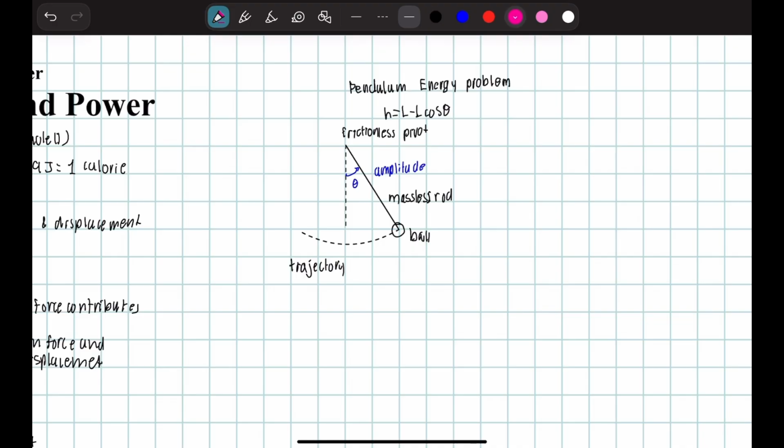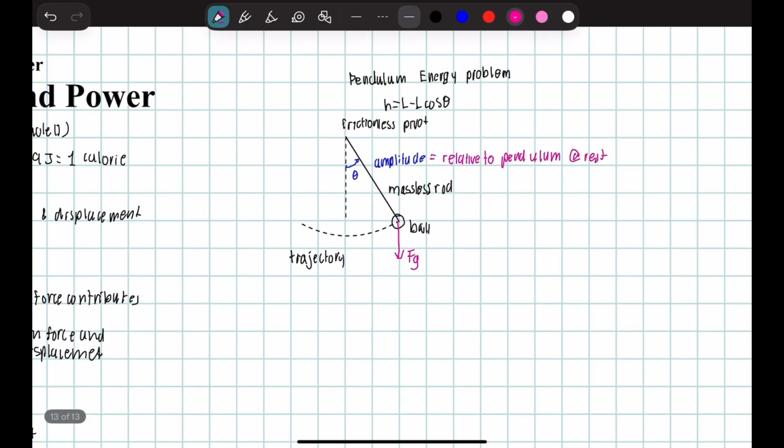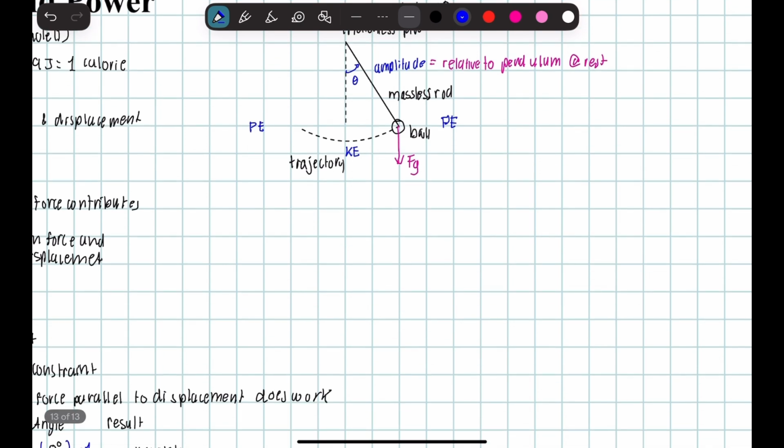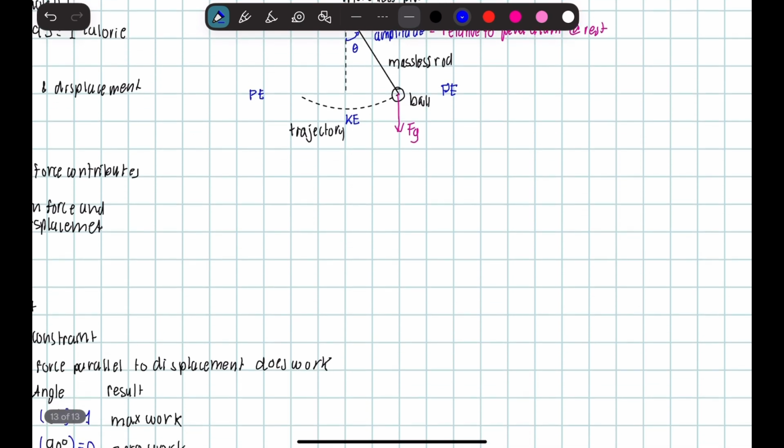Now, the force of gravity is going to go down like this. And this is the angle. Amplitude is basically relative to the pendulum at rest. And up here, there's potential energy, but then when it's down here, this is the max kinetic energy. And basically it just goes back and forth.